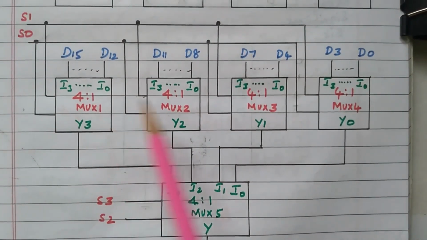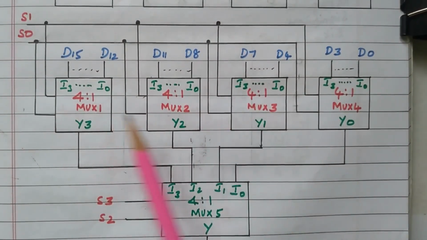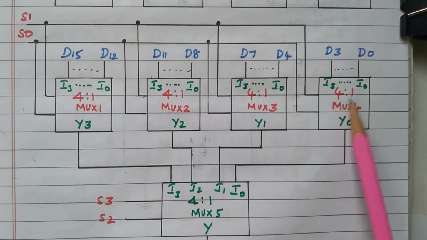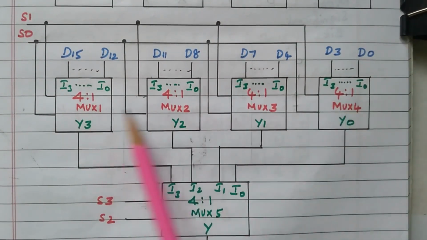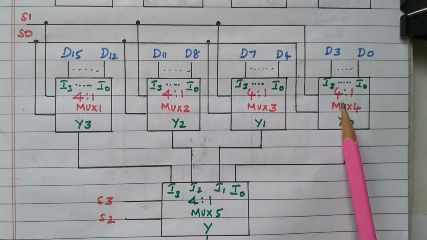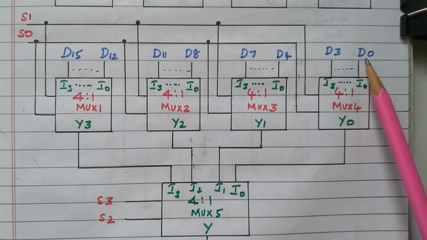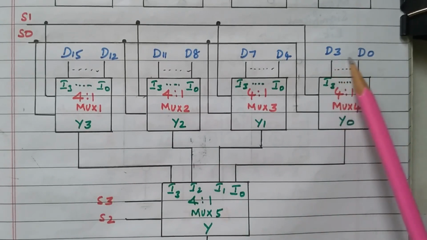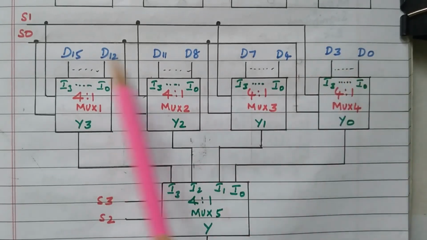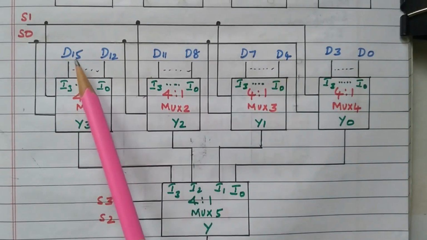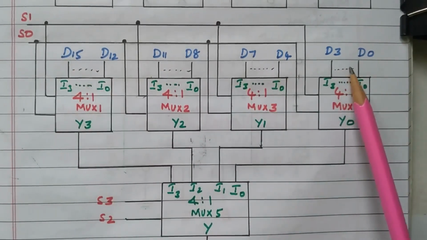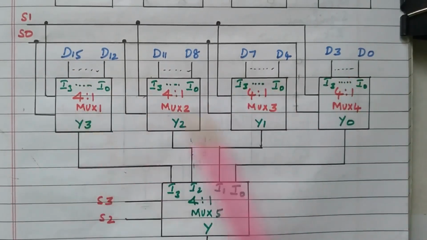So this is the 4 multiplexers. Multiplexer 1, 2, 3, 4. 4 is to 1 multiplexer, 4 multiplexers are available, right? So the multiplexer 4 having the data D0, D1, D2, D3. 4 data are available. So totally 16 data is available, starting from D0 to D15, out of which 4 data are connected to each multiplexer.